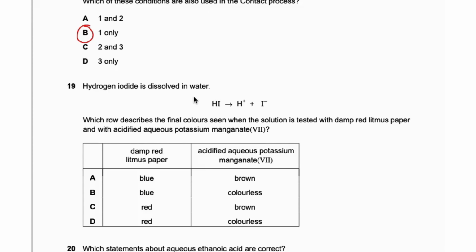Hydrogen iodide is dissolved in water. When hydrogen iodide dissolves in water, it forms H+ ions and I- ions. Which row describes the final colors seen when the solution is tested with damp red litmus paper and with acidified aqueous potassium manganate? Damp red litmus paper will remain red because it is acidic, H+ ion is formed here. So either this one or this one. And acidified aqueous potassium manganate will change to brown or colorless.